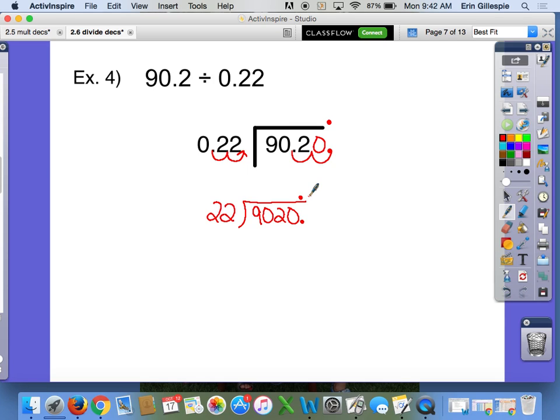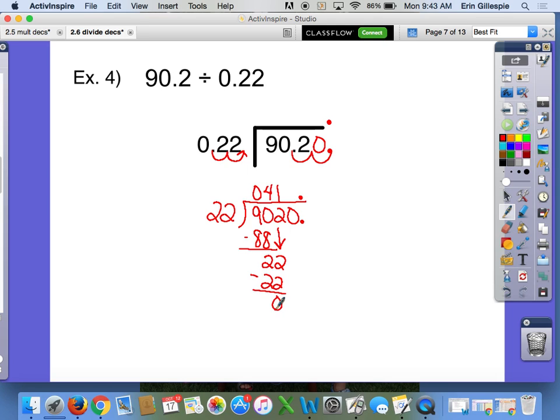22, how many times does that go into 90? 4 times. It doesn't go into 9, so we can write a 0 there. 4 times 22 would be 88. 90 minus 88 is 2. Bring down the 2. 22 goes into 22 1 time. 1 times 22 is 22. I get 0.